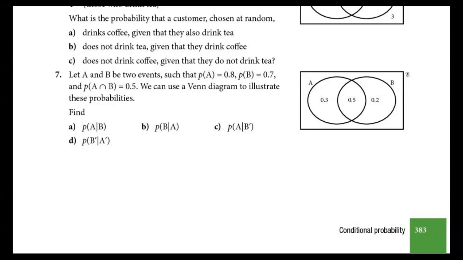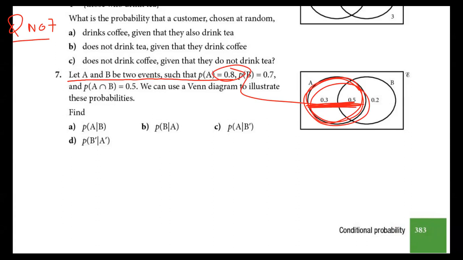Okay, so let's see. We have two events, A and B, given. The probability of A is 0.8. It means the circle of A: if you add them both, 0.3 plus 0.5, it gives you 0.8. That is very clear. The next line: probability of B is 0.7, meaning if you add them, it becomes 0.7. It is given. And the intersection is 0.5, which means the middle part is given.